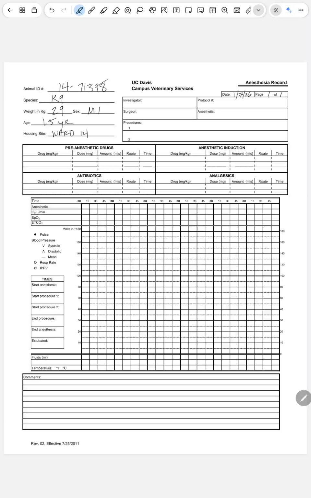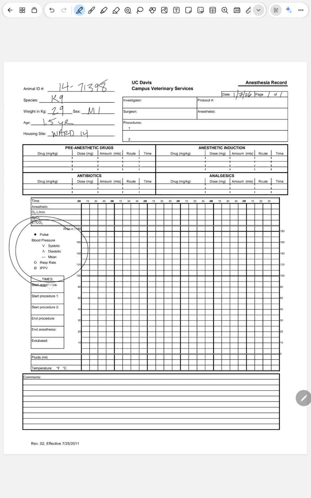Hello. Continuing on with looking at an anesthesia sheet that is a grid or a graph. We have another example here. UC Davis has one. And again, if you're handed one of these sheets and you're not familiar with it, find where the legend or the key is. Where are all those symbols that are going to tell you what to write for which vital sign.